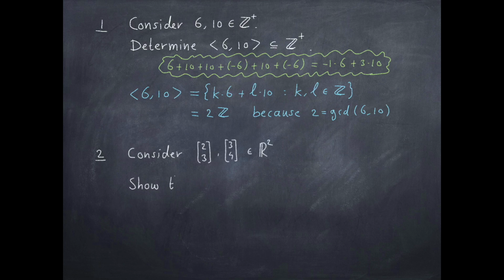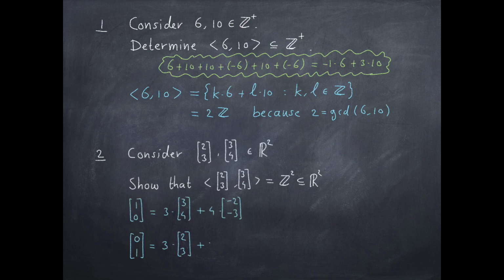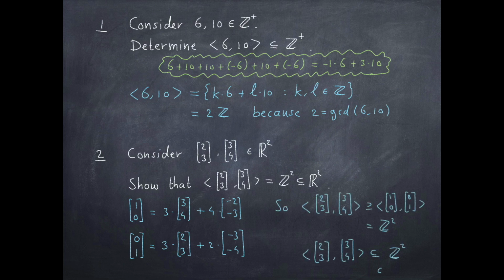The group operation in R2 is addition of vectors. We first show that the two basis vectors are integer multiples of the two given vectors. Any integer vector is an integer combination of the two basis vectors and therefore also an integer combination of the two given vectors. So the integer vectors are contained in the set generated by the two vectors. Of course, conversely, they can only generate integer vectors. So indeed, the two given vectors generate exactly the subgroup of integer vectors in R2.